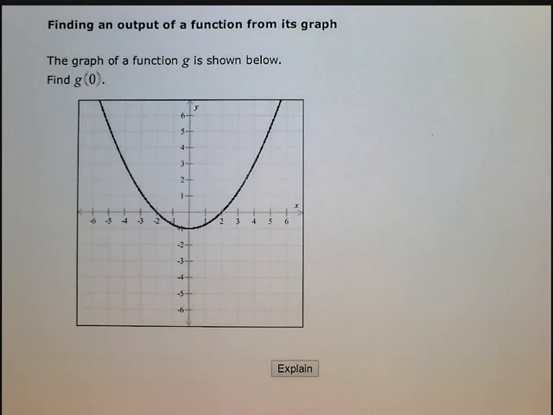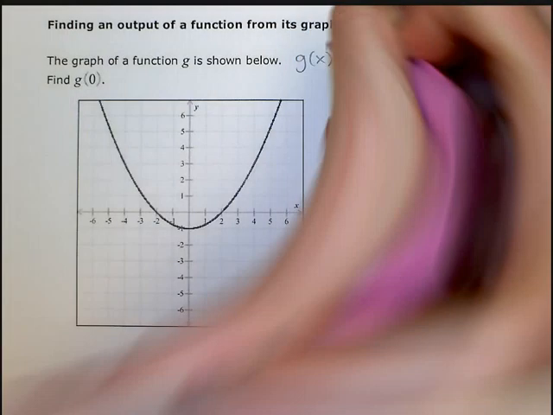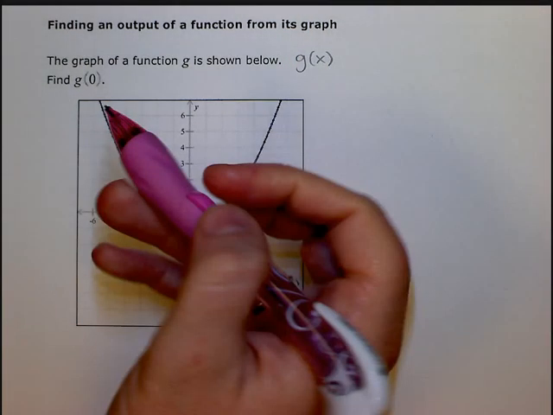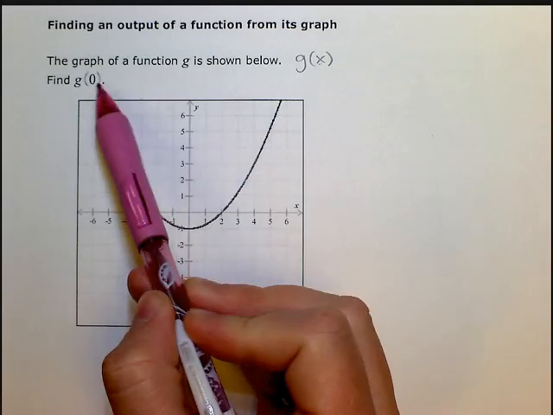Finding an output of a function from its graph. The graph of a function g is shown below. Find g of 0. Now remember, we know that the function g is g of x. Here we have a 0 in the x spot, which means it's in the parentheses, so it's our input. Our input is x because they took out the x and replaced it with a 0.